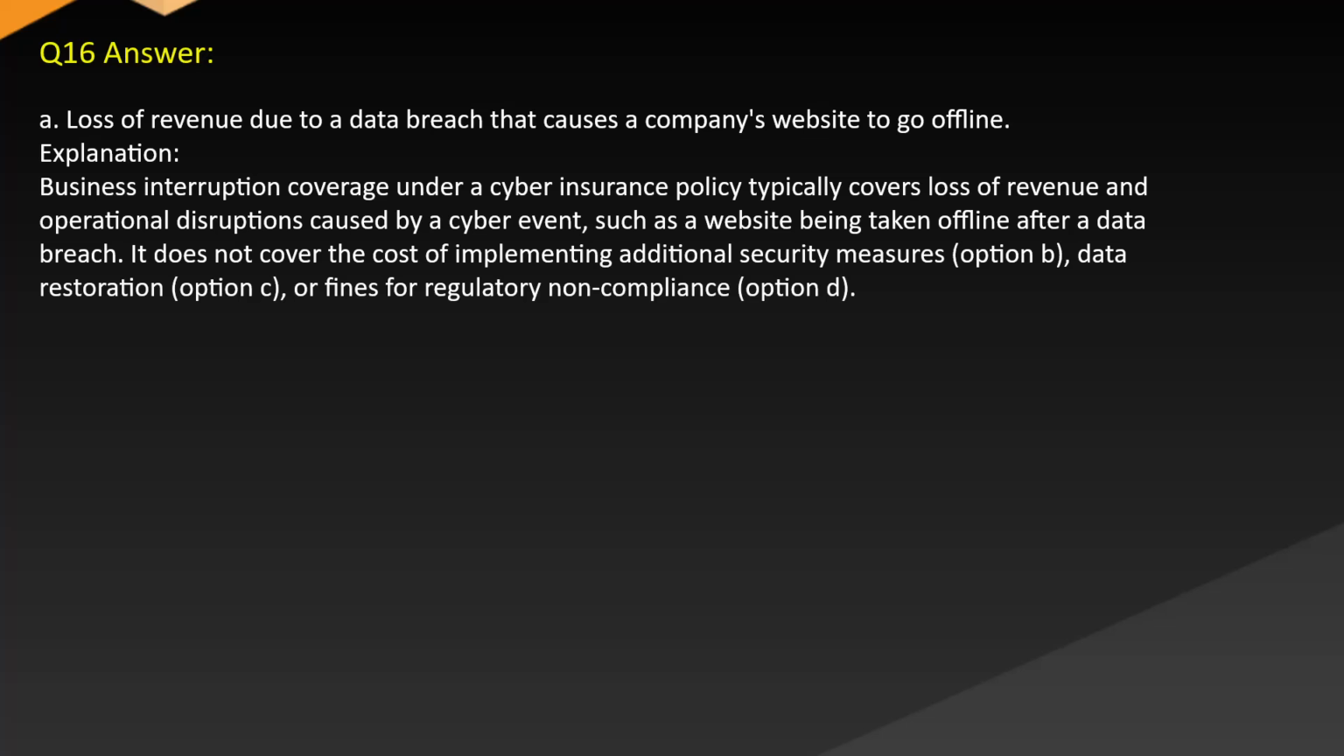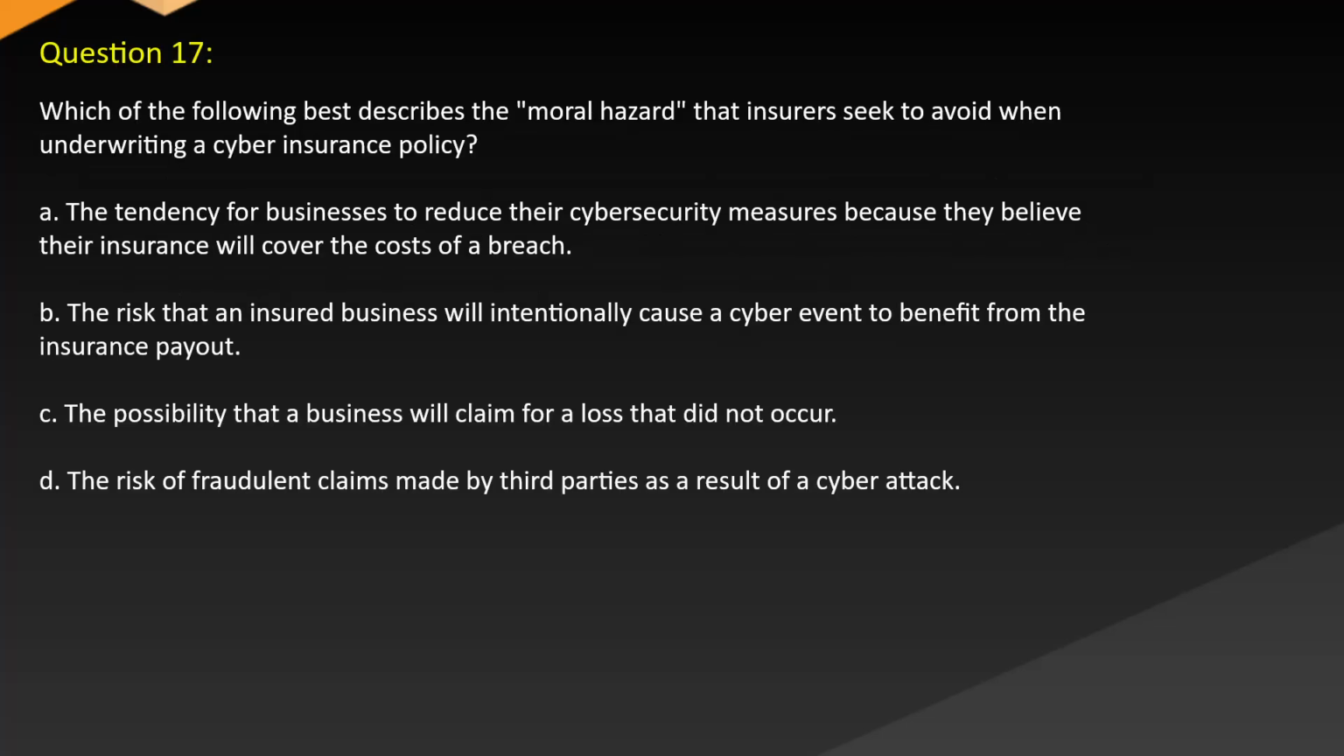Explanation. Business interruption coverage under a cyber insurance policy typically covers loss of revenue and operational disruptions caused by a cyber event, such as a website being taken offline after a data breach. It does not cover the cost of implementing additional security measures, option B, data restoration, option C, or fines for regulatory non-compliance, option D. Question 17. Which of the following best describes the moral hazard that insurers seek to avoid when underwriting a cyber insurance policy?